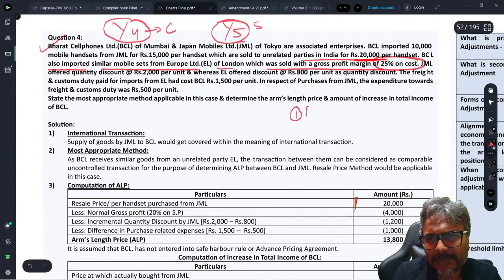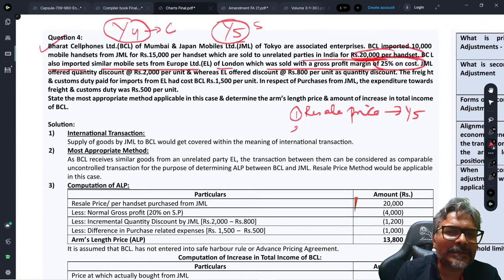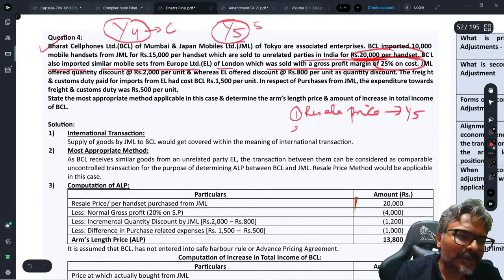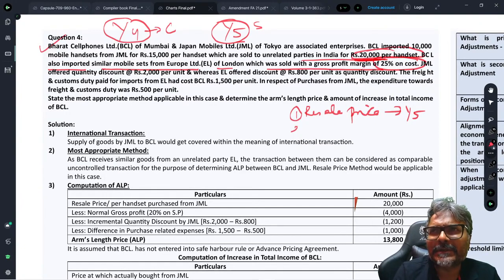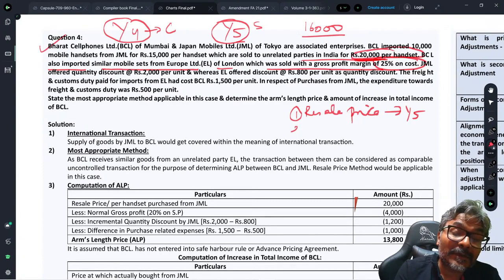In the resale price method, the first step is the resale price margin. I get 1/5. The second step is this resale price margin, which I am going to reduce from the resale price charged by the Indian AE. So 20,000 minus 1/5, that is 20%. In that case, 4,000 will get reduced, and I am getting the price of 16,000. Can I say this 16,000 is the ALP?